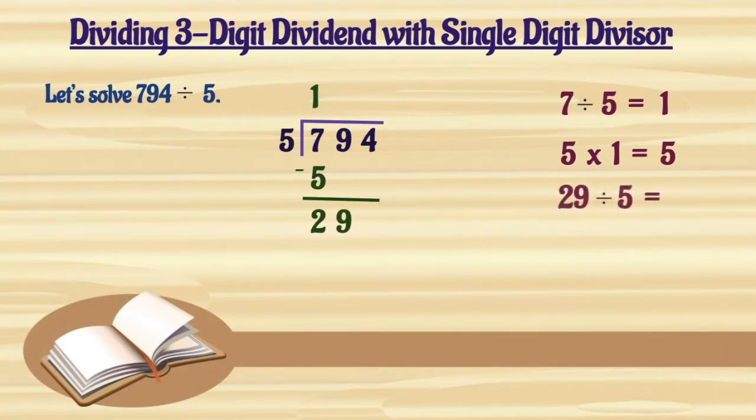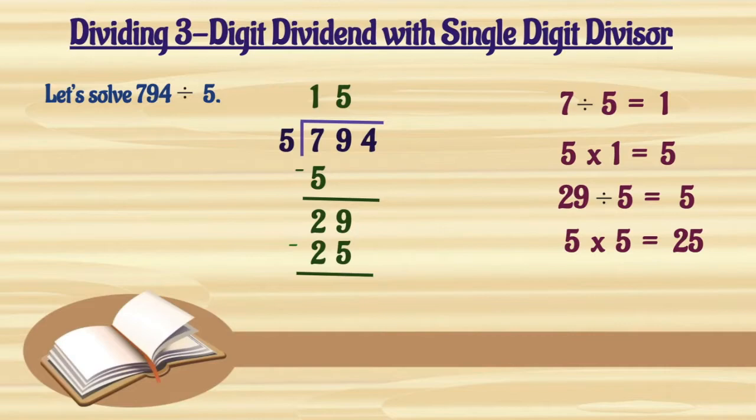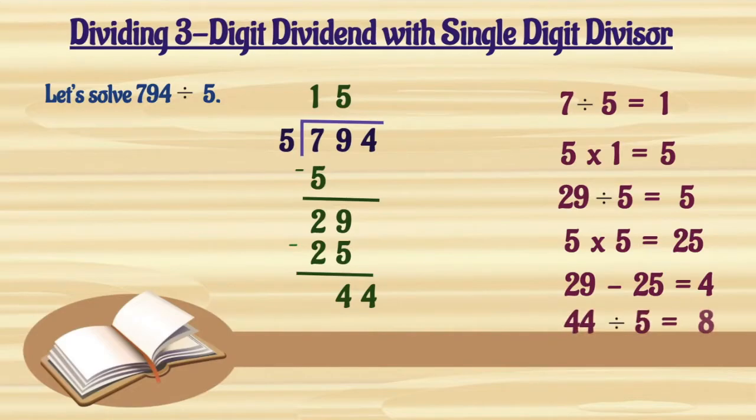29 divided by 5 is equal to 5. Great. Now, let's subtract 25 from 29. That would give us 4. Let's bring down 4 to give us 44. What is the answer if we are going to divide 44 by 5? It's going to be 8. Good job. 8 times 5 is equal to 40. Marvelous. Now, we need to subtract 44 and 40. That would give us 4.